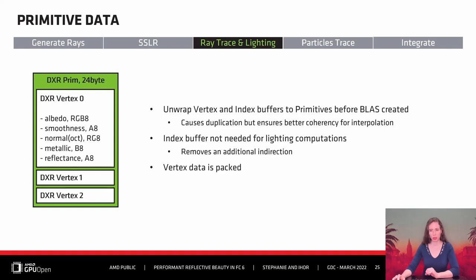To populate the primitive data, we unwrap the vertex and index buffers before the BLAS is created. This causes duplication within the DXR primitive, but it means that the primitive vertices follow each other in VRAM. This ensures better coherency for interpolation. As well, the index buffer is not needed for lighting computations. This removes an additional indirection. The vertex data is packed to minimize impact on VRAM.